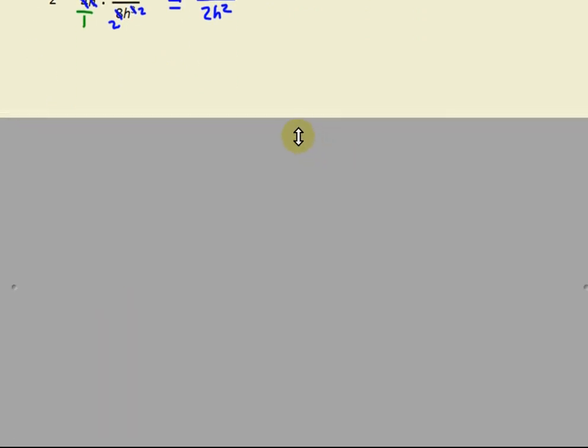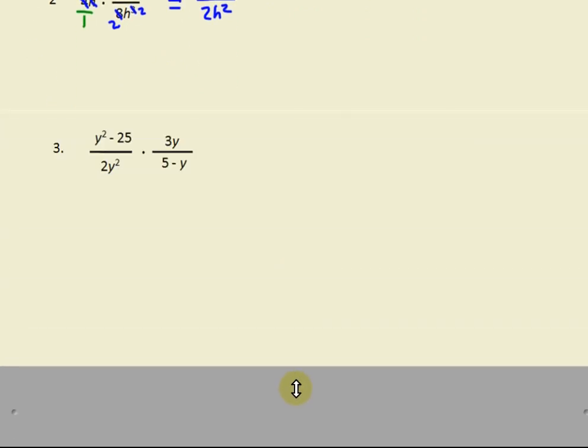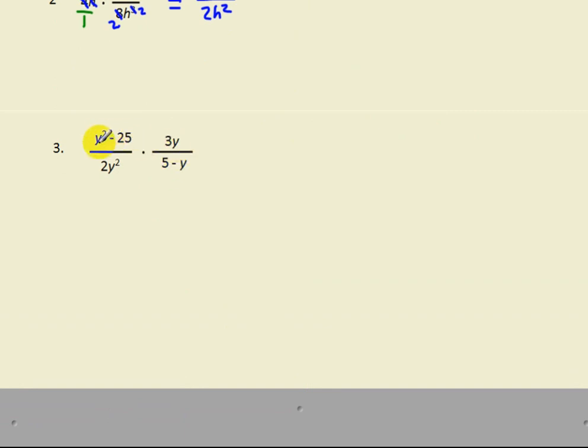Okay, number 3. Here we want to see if we can do some factoring. So we have y squared minus 25 over 2y squared times 3y over 5 minus y. Notice this is the difference of two perfect squares. So we can factor that out to y plus 5, y minus 5 over 2y squared times 3y over 5 minus y.